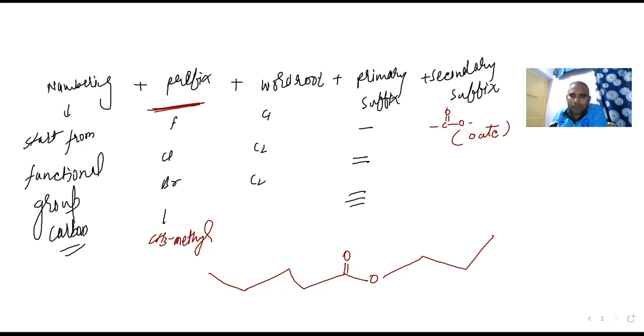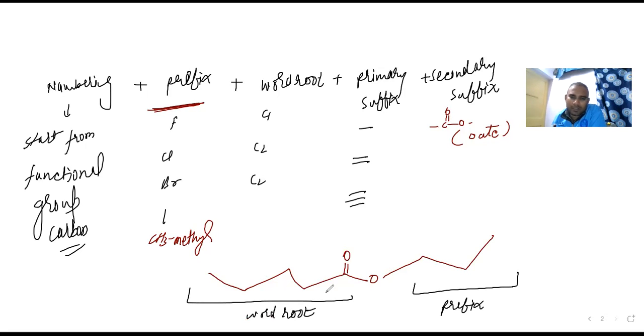First of all, what we need to do is find out which is the prefix. Whatever is attached to the oxygen is going to be the prefix, and whatever is attached to the carbon is going to be the word root. In the prefix, there are 3 carbons: CH2, CH2, and lastly CH3. So 3 carbons is prop, and with the dash line it is propyl. Word root you can count: 1, 2, 3, 4, 5.